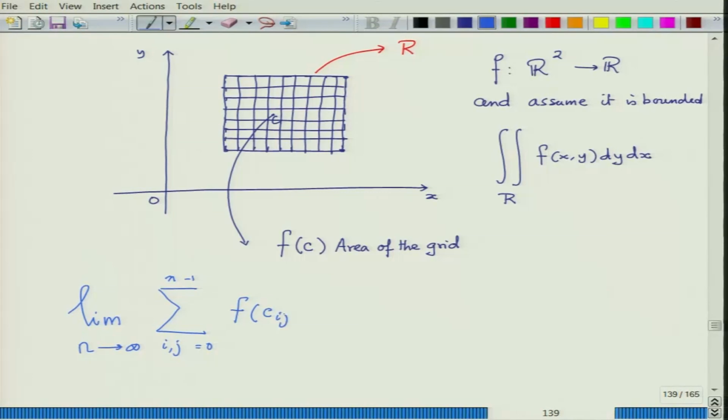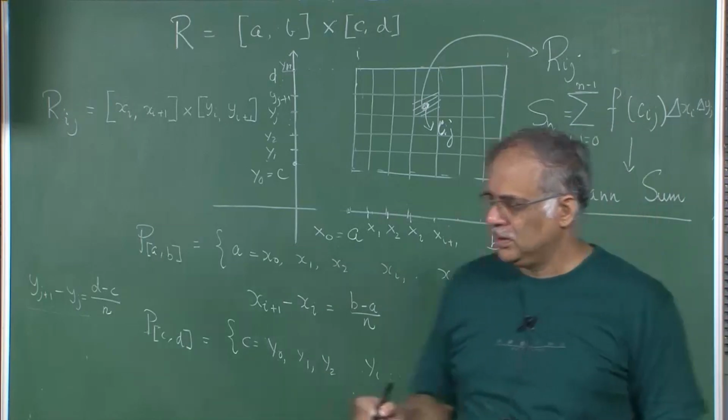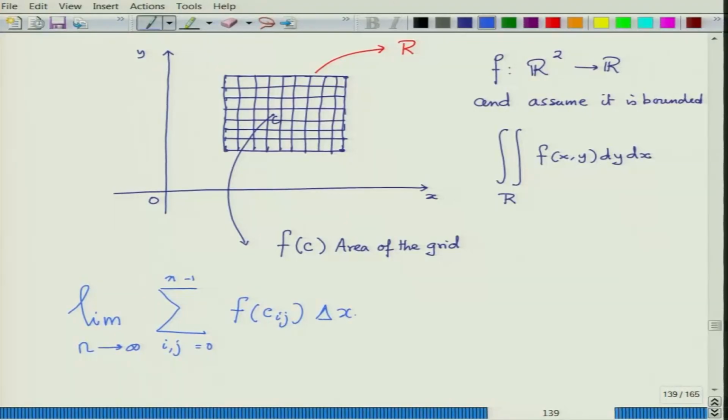So, limit n tends to infinity, if this Riemann sum, the limit of f of cij into delta xi into delta yj, exists, and if it exists, this is called the integral over the rectangular region of f of x y dA or dx dy or dy dx, whatever you want to call. It does not matter. It is a symbol, this is just a symbol.